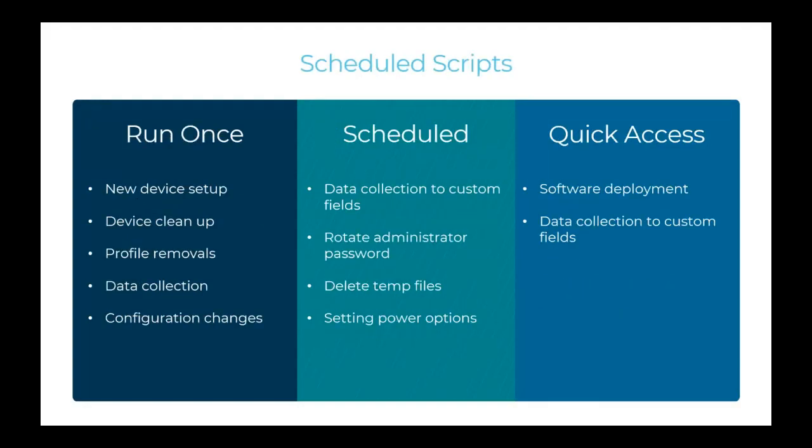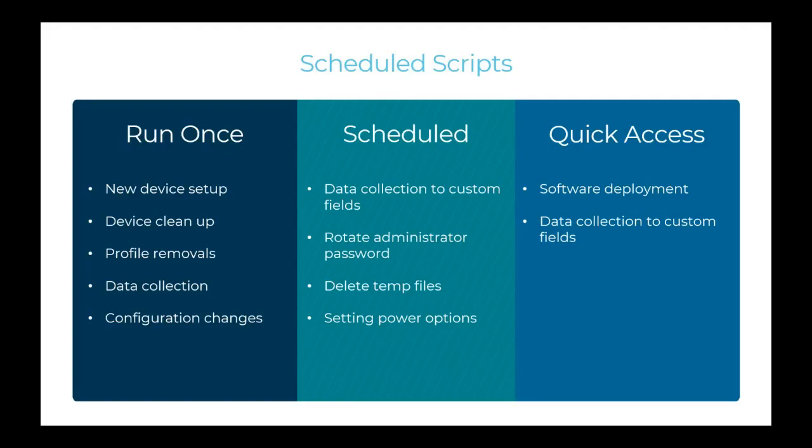Scheduled scripts, on the other hand, are a direct application of automation. Again, we have three different things that I like to talk about. One is run once: things that we want to do to configure a device when it's first added to Ninja. That might be installing applications, removing bloatware, adding or removing users, or even basic data collection. On the scheduled side, those are things that we want to do regularly, right? So it may be writing some information to a custom field, rotating the admin password, or deleting temp files.